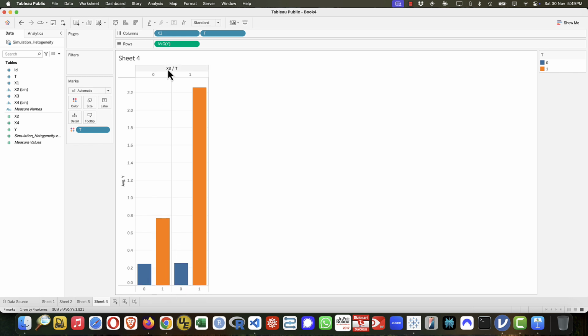That's when x3 is equal to 0. And when x3 is equal to 1, I go from 0.25 to 2.25. So here I have an increase of 2. Here I have an increase of 0.5. So at least with respect to x3, it looks like there is a strong heterogeneous effect here. Okay, the effect of going from 0 to 1 in t is going to be bigger if x3 is equal to 1.